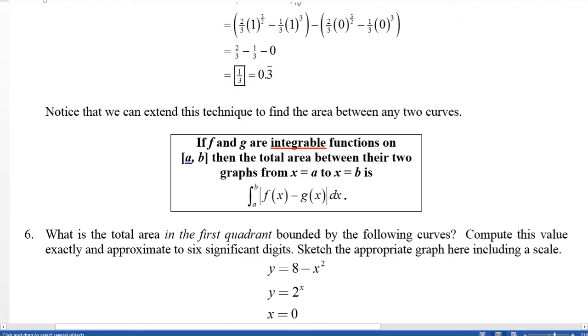So see if you can draw a picture of it, shade in the appropriate area that we're looking for, and then compute that area exactly. See if you can work that out. Come back when you're done. Press pause now.